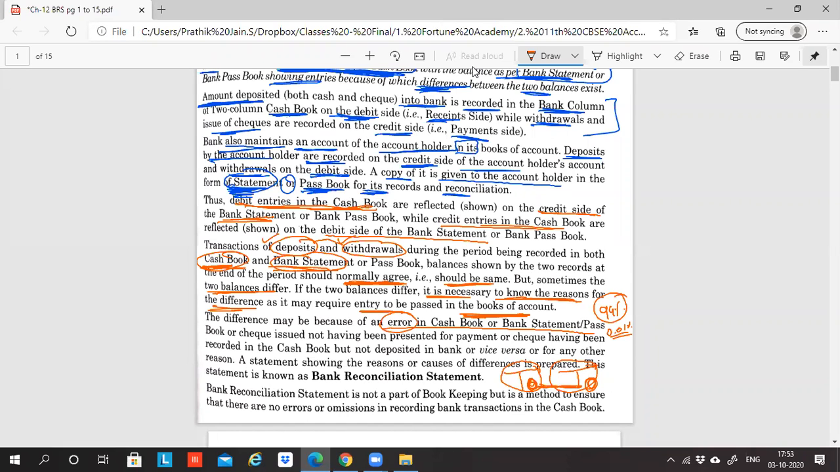If at all there is an error, it should be mostly from our side, right? There are multiple reasons for which an error is occurring. To show these reasons, a statement showing the reasons for a difference is prepared, and this statement is called BRS. Whenever there is a difference between the bank balance as per the cash book and the bank statement, to resolve the difference we have to prepare a statement showing the reasons or causes for the difference. That statement is called the bank reconciliation statement.